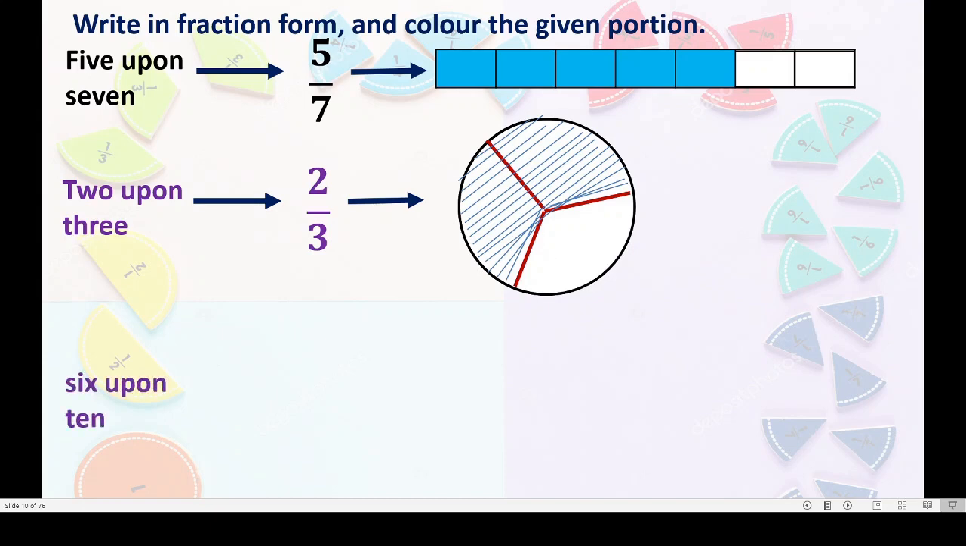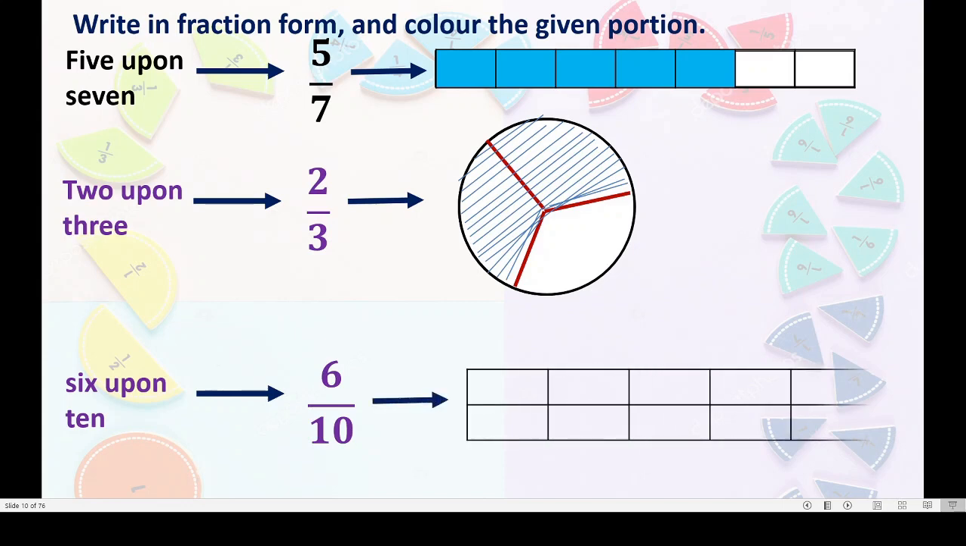Next thing is 6 upon 10. Means 6 will be in the numerator and 10 in the denominator. Right? Now see the figure. Here 10 equal parts are there in the rectangle. How many do we have to color? 6 parts. Okay, we will color. Yes. Right? 6 parts we colored. We have done our work. Isn't it? We have written the same given in the fraction form and then we colored the portion exactly equal to the fraction form.